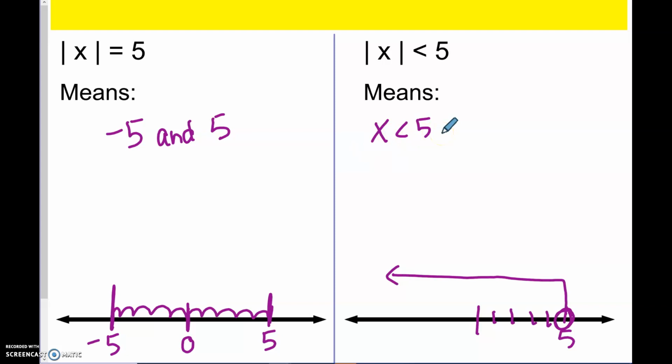Yes, it is. But remember, we always have to have two cases. Like in this situation over here, it is the number -5 and it is the number 5. We have two answers. On the number line, it would be a solid circle at 5 and a solid circle at -5. Nothing shaded in between, nothing else. It's just these two numbers, 5 and -5.